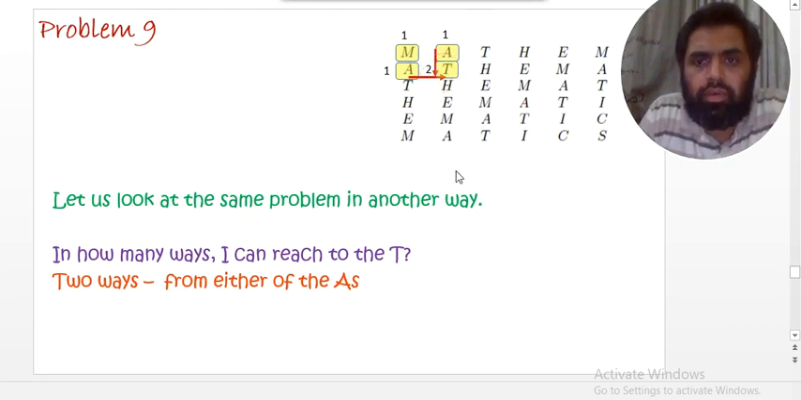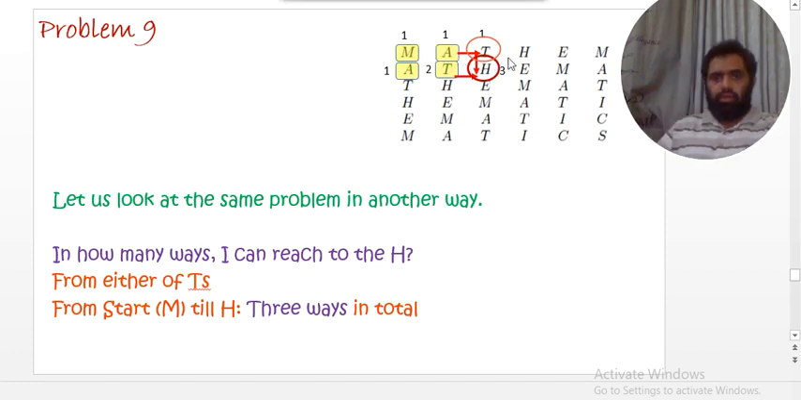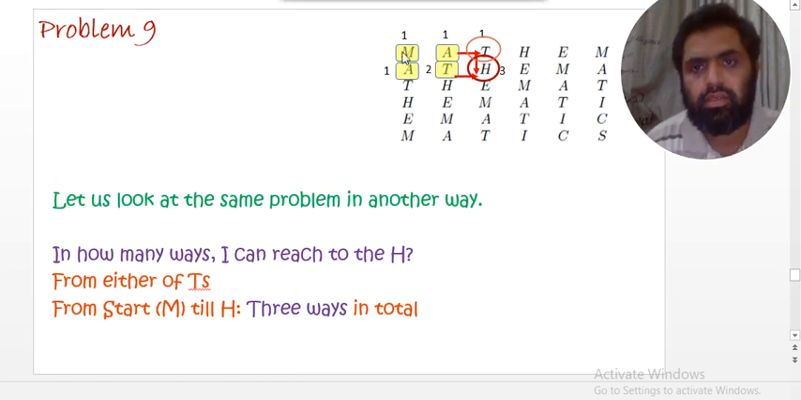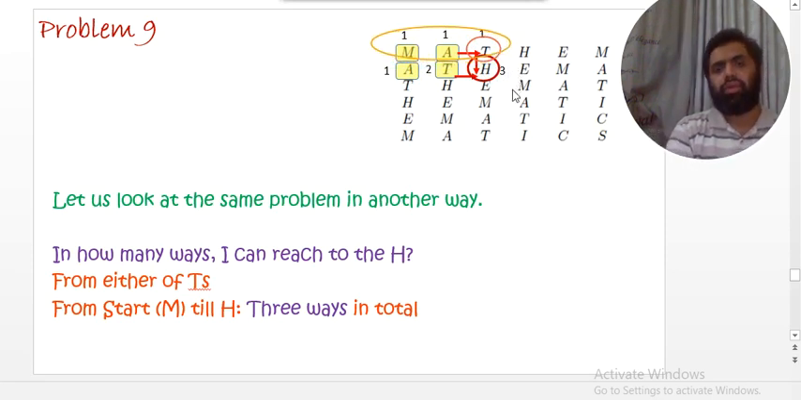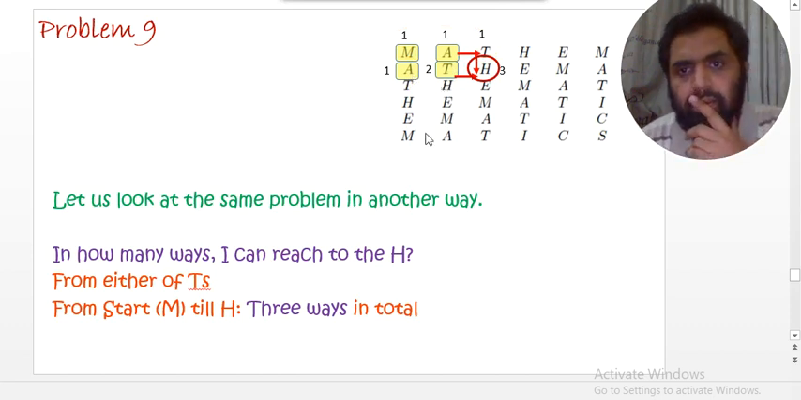Okay, so if I move along, in how many ways can I reach, for example, this t? From m to a there's only one way, and then a to t there is only one way. So there's only one way to reach this t. I start from m, go to a and come to t. This is only one way, which has 2 steps, but the way is only one. Similarly, in how many ways can I reach, for example, this h?